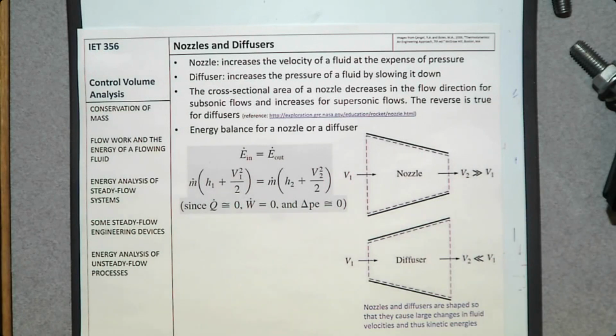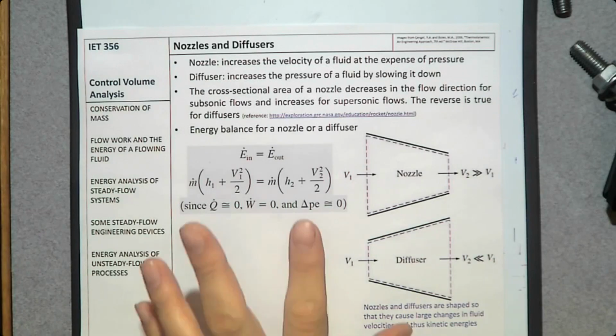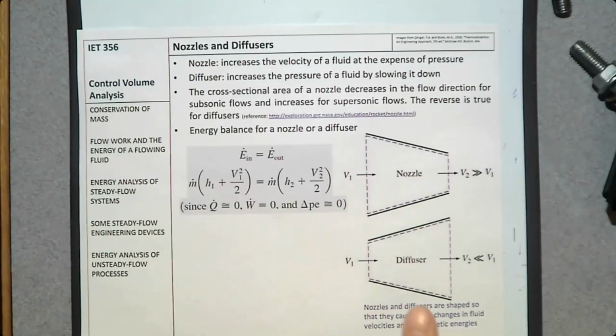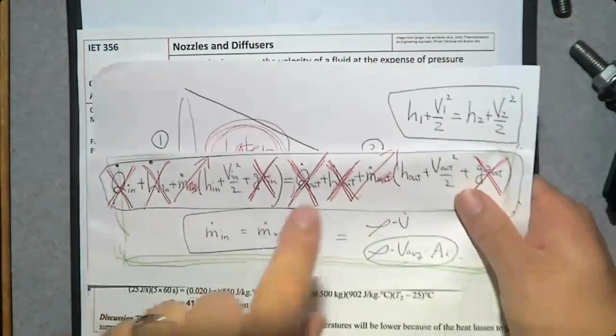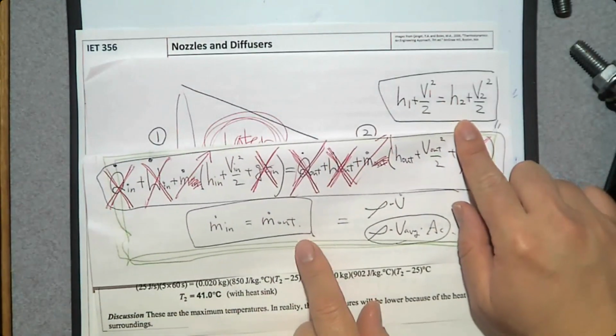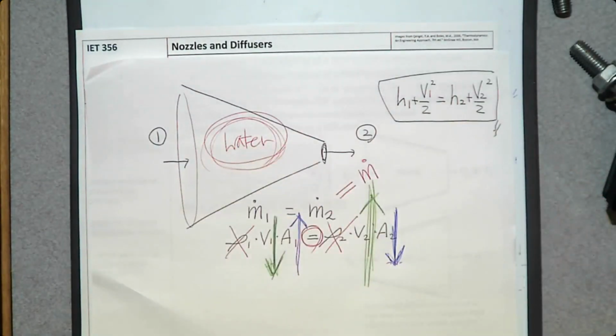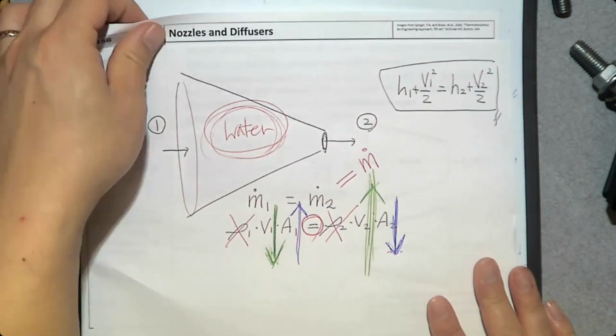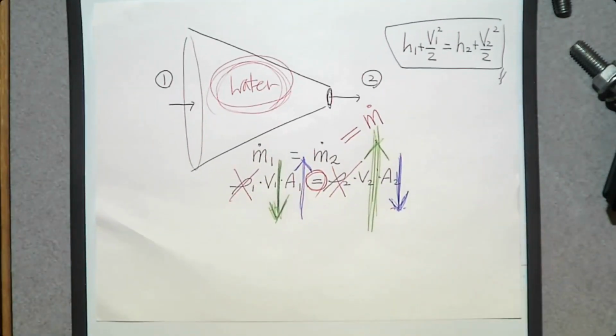Then what is the energy balance equation? The same energy balance equation applies for this diffuser. Okay? So that is the summary of the physics and mathematics. And based on this physics and mathematics, let's solve a few problems together.